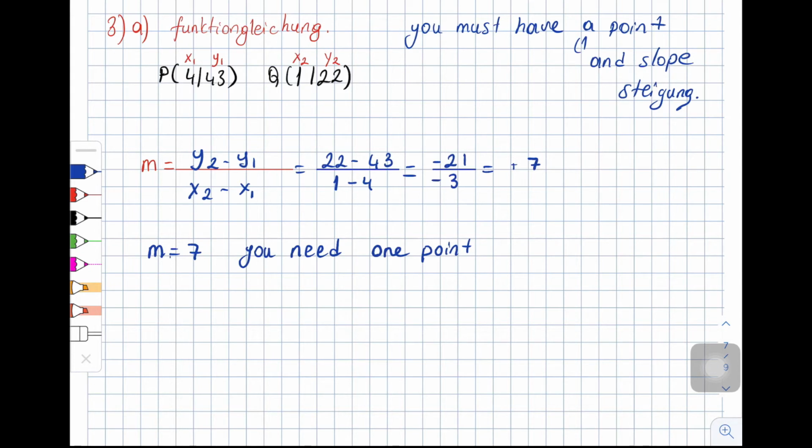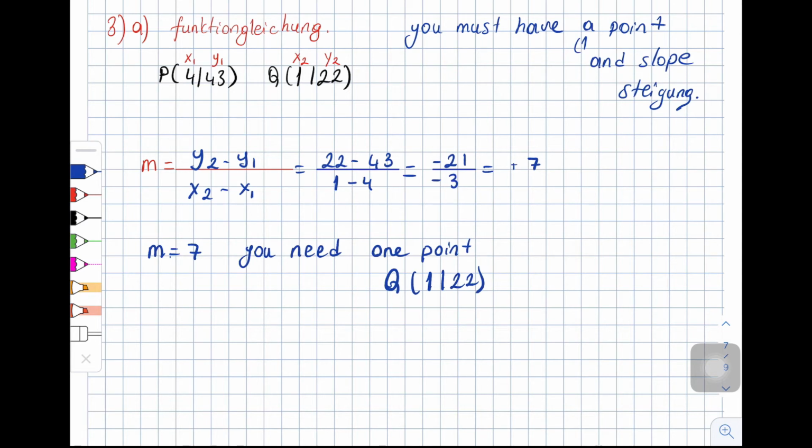Which one do you want to choose, guys? P or Q? It's up to you. You know what I do as a math teacher? I always look at them. Which one is small and positive? I will go with it. Here is 4, 43. Okay, both positive is okay. But here is 1, 22. This is small and both positive. Let's go with Q point, 1 and 22.